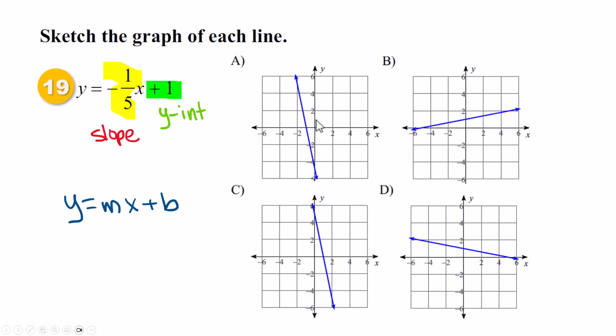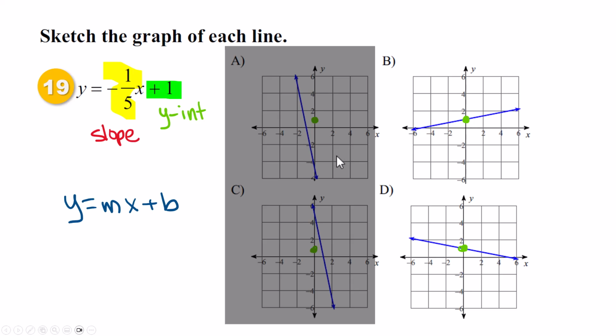Well, I'm going to each one of these choices, and I'm going to put that +1 dot on there. This is y is +1 right there. Now, when you look at this, there's only 2 of my choices that actually go through that y-intercept, so I can eliminate these guys. They're not going to be an answer. Now from here, B is going upward, which means that's a positive slope. D is going downward, so that's a negative slope.